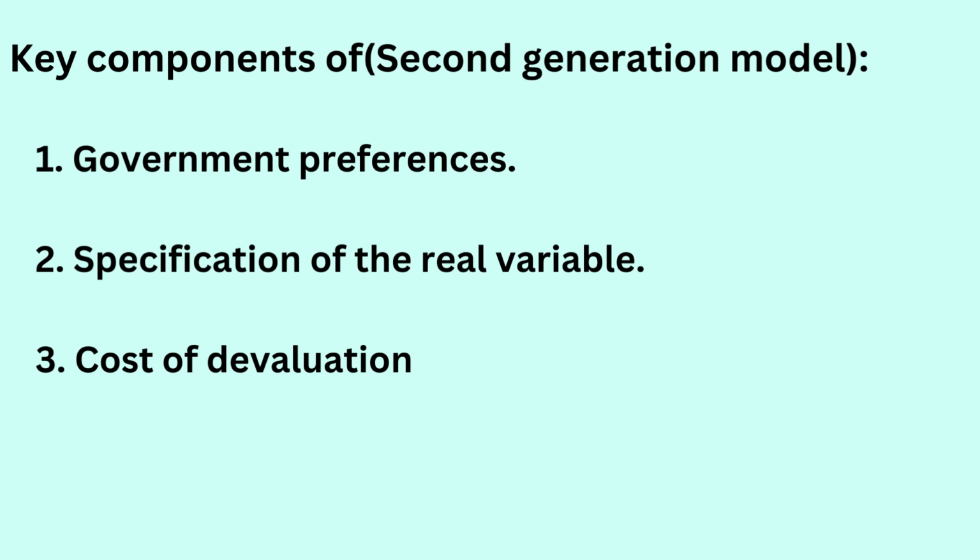Cost of devaluation. The second generation model assumes that there is a fixed cost. If the government is forced to devalue, then there will be a given cost to it, and this cost might be seen as a loss of political prestige due to failure to carry out the stated fixed exchange rate policy, or a loss of economic credibility.